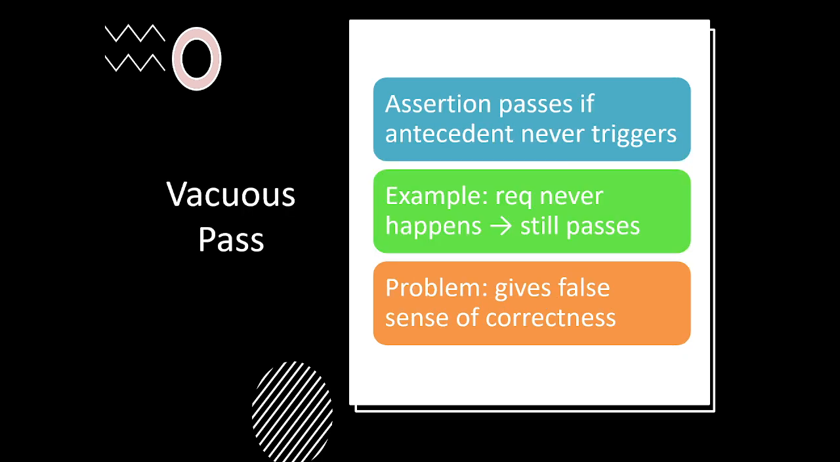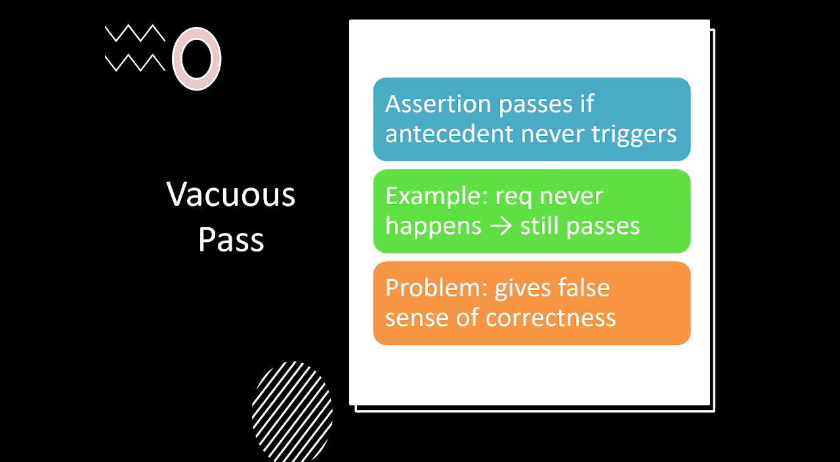As in the vacuous pass, if you remember from my last slide also, suppose the request never happens, then a problem might arise for correctness. Sometimes the request cannot happen every time. So assertions can pass vacuously when the trigger never occurs. This is dangerous because it hides an untested condition of the design.